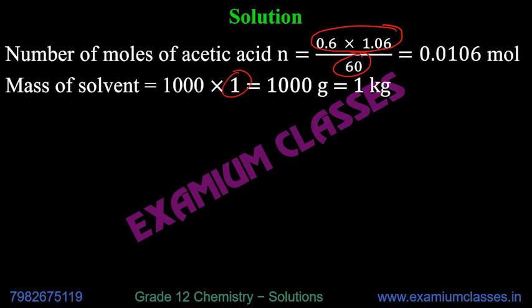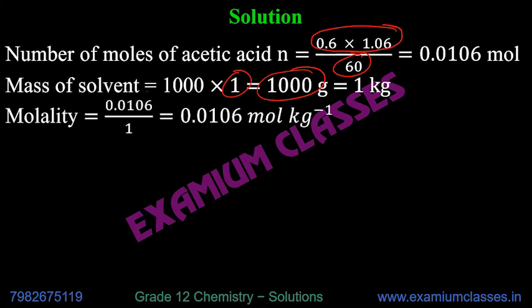So we multiplied it by 1000 grams, which means 1 kg. Molality will be number of moles divided by volume, sorry, mass of solvent in kg. So we got the molality here.